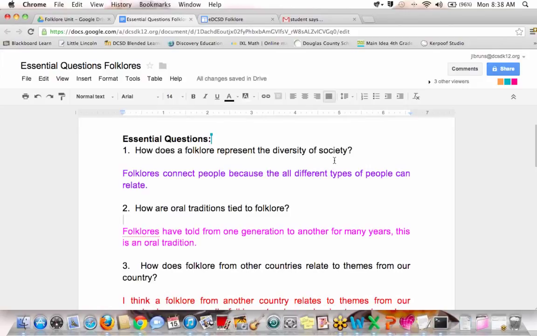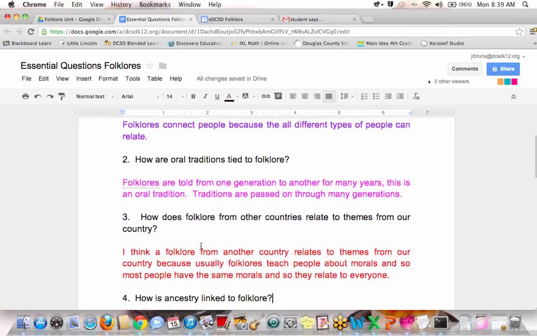All right, number 2, how are oral traditions tied to folklore? So oral traditions, that means orally, that means just telling the story, not writing it down. So folklores are told from one generation to another for many years, and this is an oral tradition. Okay, so I'm going to add to that thought. Traditions are passed on through many generations.